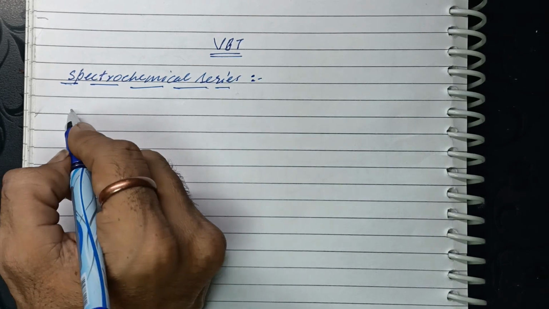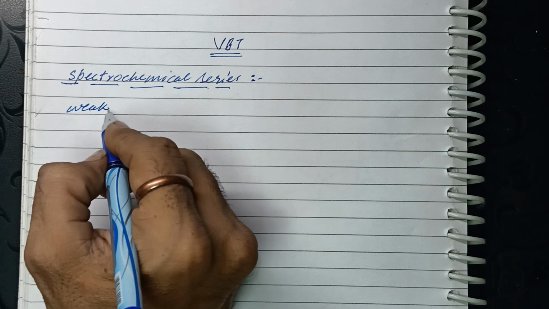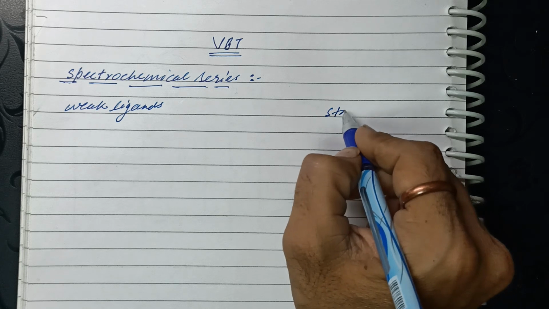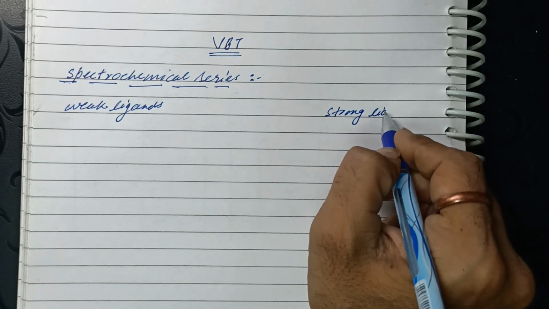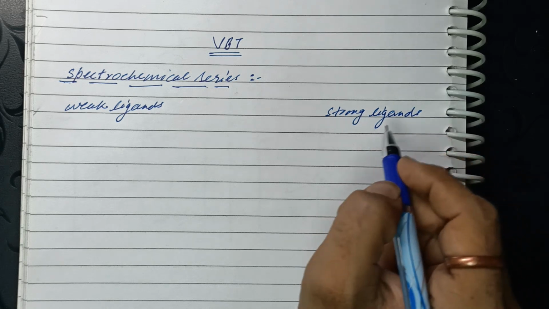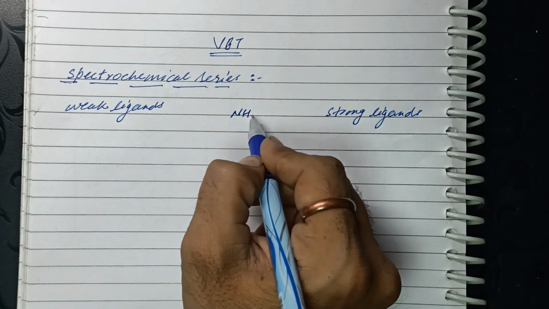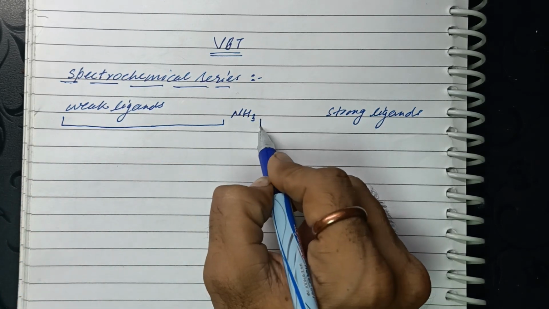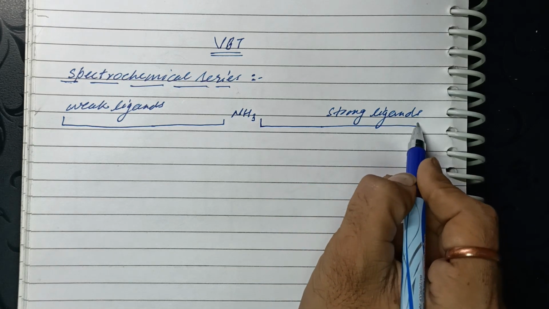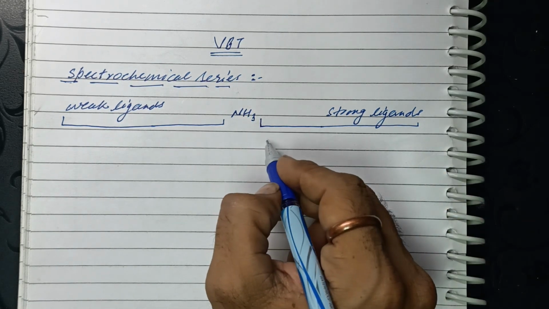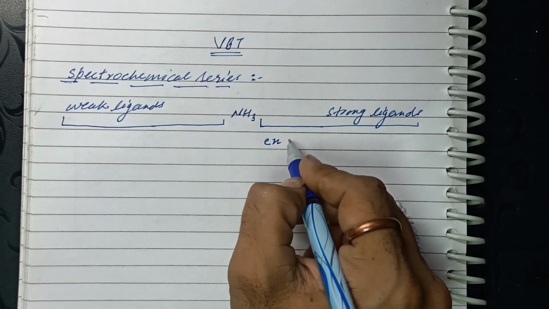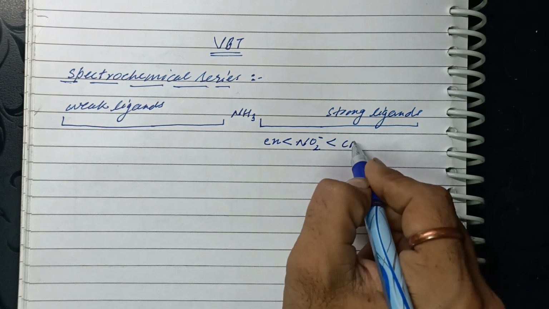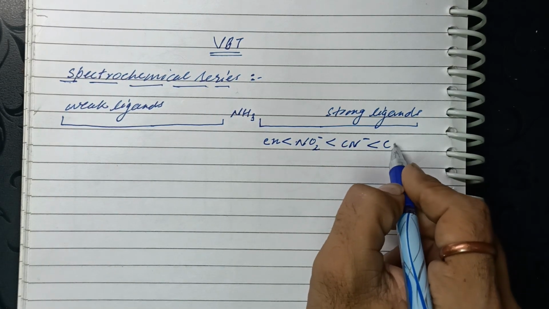In this series, weak ligands and strong ligands are separated by ammonia. The ligands before ammonia are generally weak and the ligands after ammonia are generally strong. The ligands after ammonia are en, NO2 minus, CN minus and carbonate.